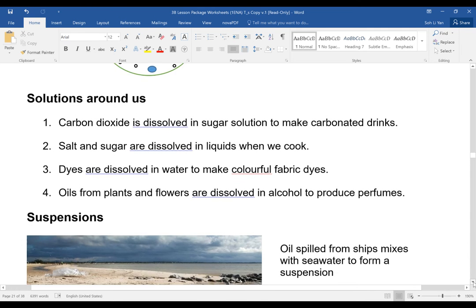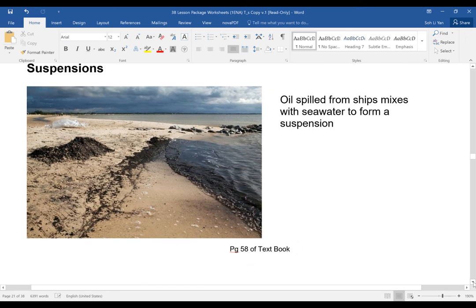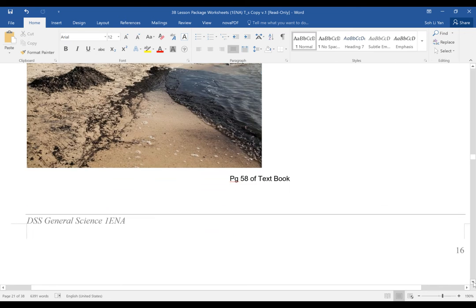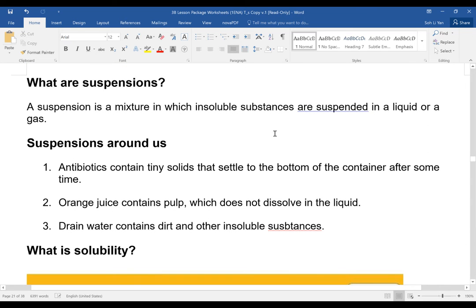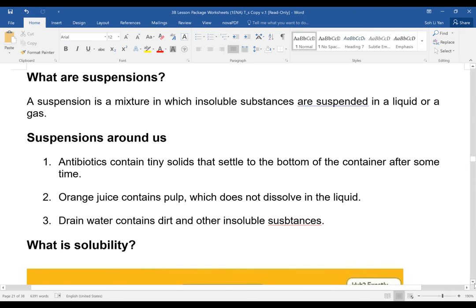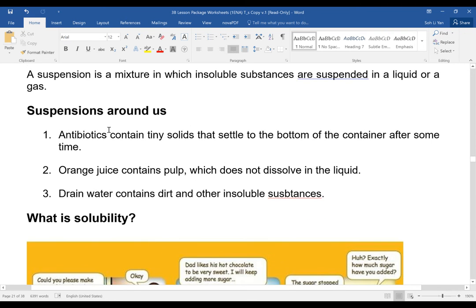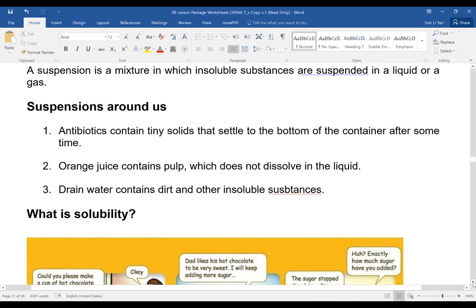Suspensions around us, as taught in the previous PowerPoint slides and videos, like oil spills, and sand and water, are examples of suspensions. In a suspension, please take note, the solute particles cannot dissolve in a liquid or in a gas. There will be one part comprising insoluble substances that cannot dissolve in the solvent. Examples of suspensions are already given in the PowerPoint slides.